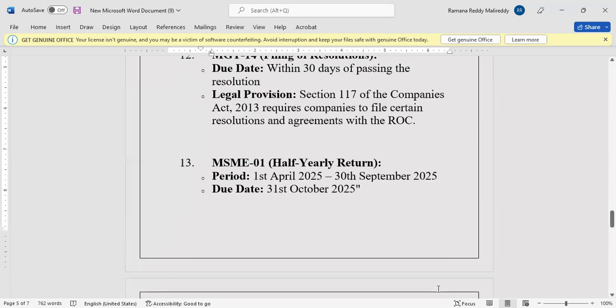Then another form, MSME 1, the half-yearly return. We have already discussed one 6 months period. For another 6 months period, 1st April 2025 to 30th September 2025, the MSME 1 due date is 31st October 2025. These are all half-yearly returns. MSME 1, half-yearly return.